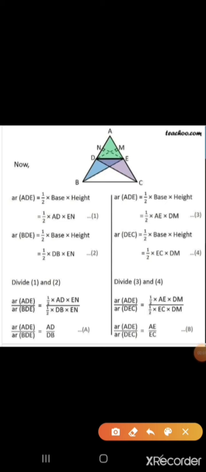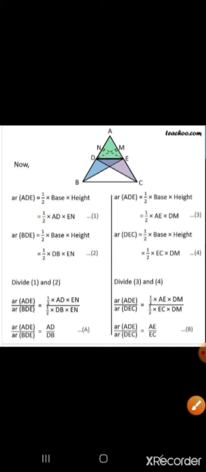To prove this, you need to consider areas of triangles. Here I want to consider first triangle ADE. We are going to find areas of three triangles and the ratios by dividing. Okay, so first step: area of ADE. This is the triangle ADE, shaded in green.